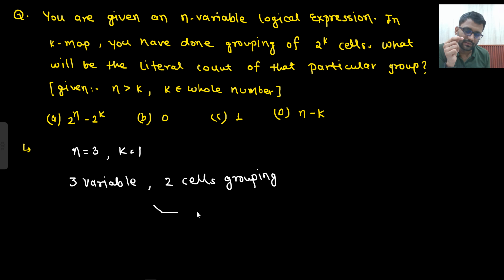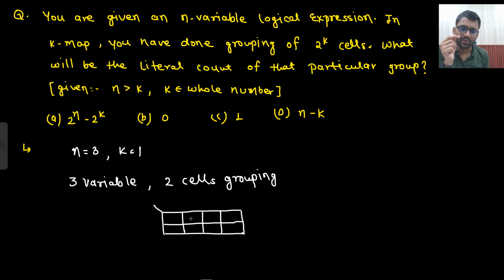So basically this is the scene. There are 3 variables and the grouping of 2 cells I am doing. This is the grouping I am doing. So let's just say this is A, B, C. So this is B bar C bar, B C bar.